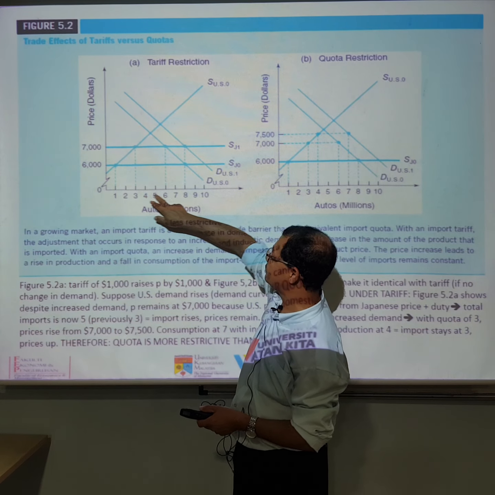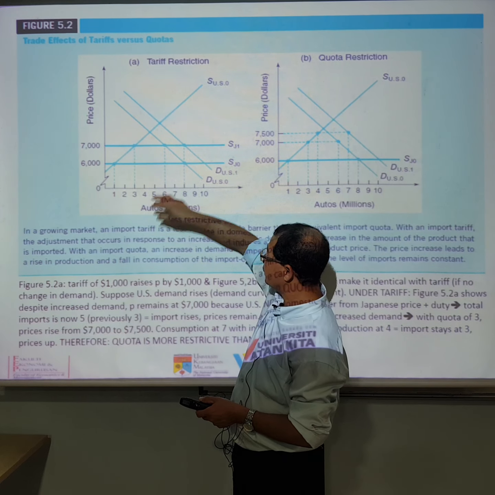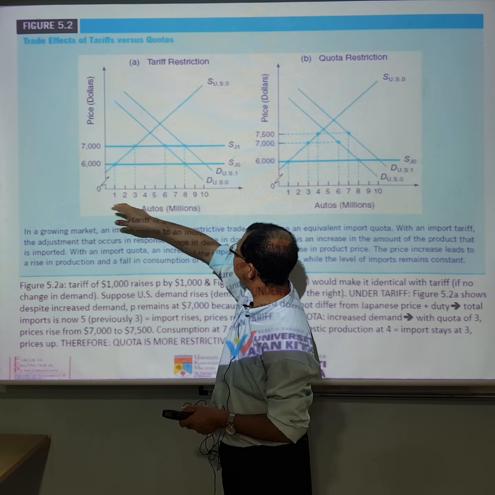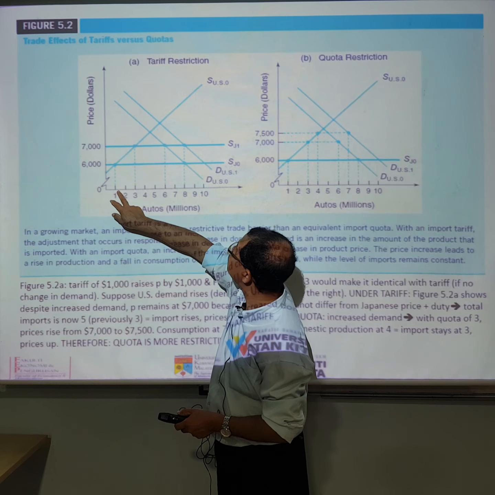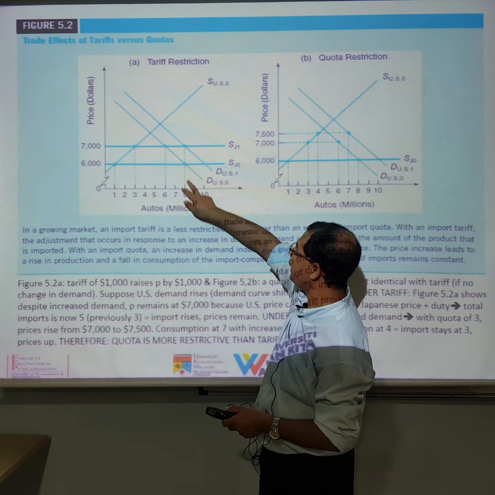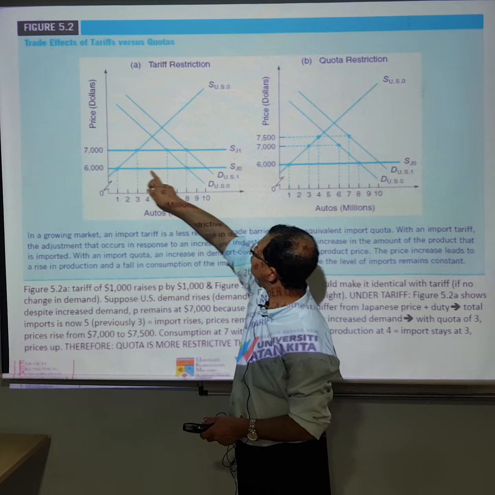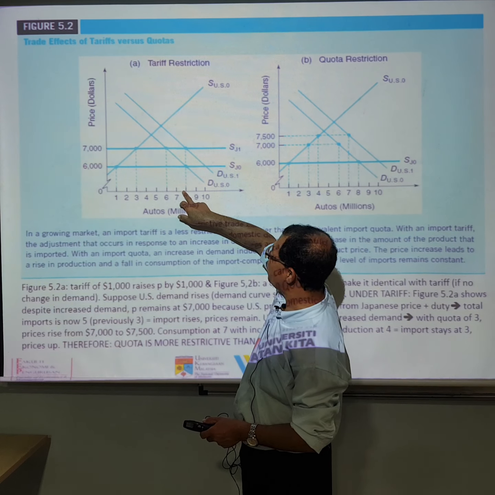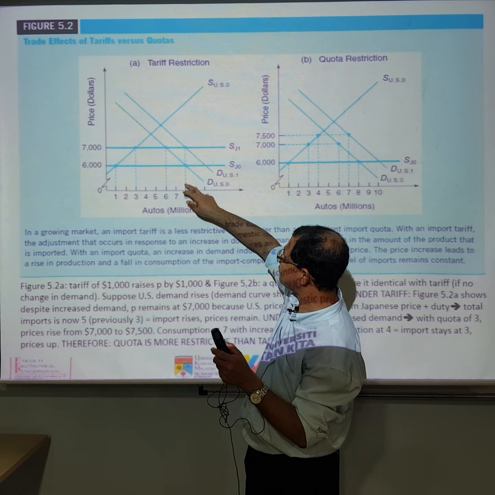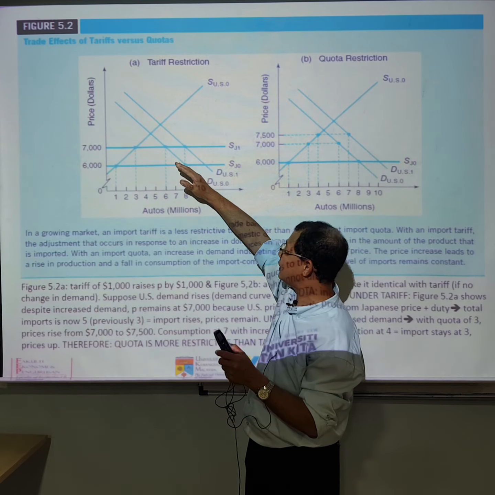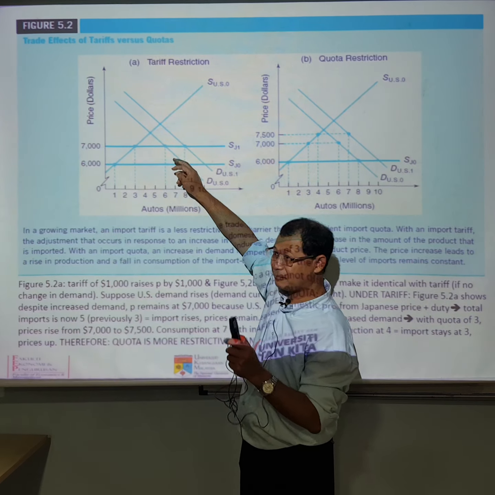Now, look at here. Increase in total imports. Let me repeat. Under free trade, in the case of the tariff, it produces 1 but consumes 8. So 7 is the import. Now, if demand increases, the demand curve shifts to the right with the tariff.